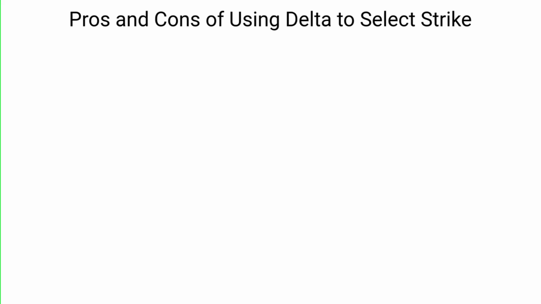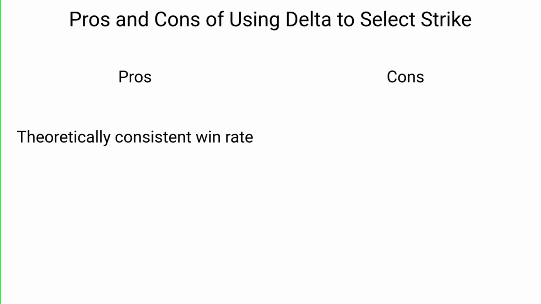The lower delta you use would give you a higher individual trade probability. A higher delta would give you a potentially higher return on risk per trade. As with any set of rules, there are pros and cons to this delta-based approach. The pros are that by being consistent with your delta selection, you should theoretically have a consistent win rate, and you don't have to worry about knowing which strike to sell, which makes your analysis easier.